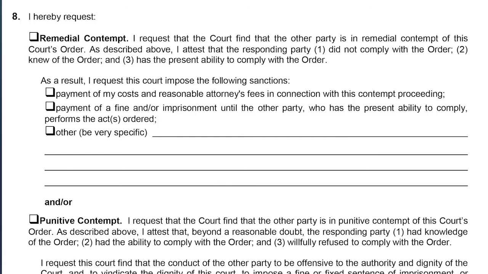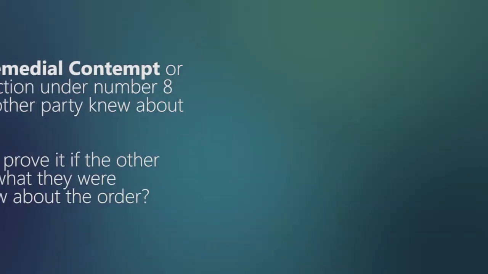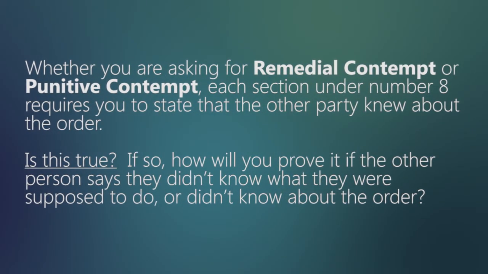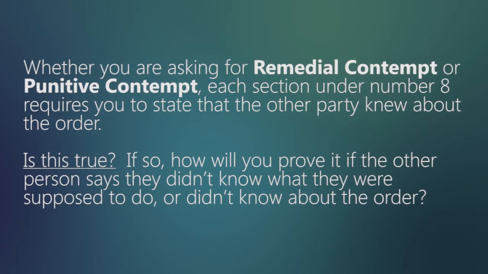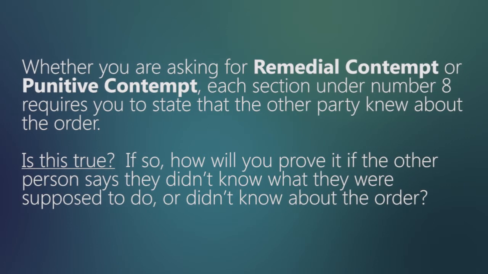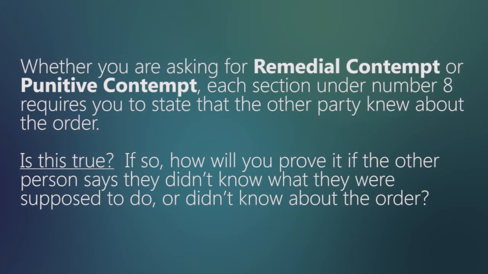The place where you tell the court that the other party knows about the order is in the number 8 of the form JDF 1816. Whether you are asking for remedial contempt or punitive contempt, each section under number 8 requires you state that the other party knew about the order. Is this true? If so, how will you prove it if the other person says they didn't know what they were supposed to do or didn't know about the order?